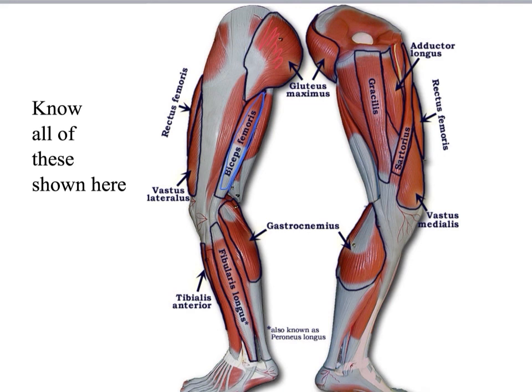That's going to be your semitendinosus. There's your gastroc. This muscle right here, the fibularis longus, also known as peroneus longus, you get it right no matter what you put. You can start to see the anterior tibialis muscle right there.